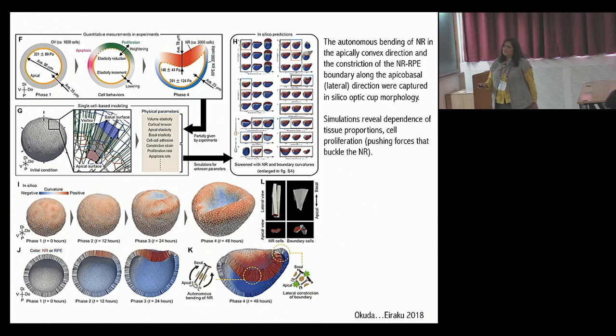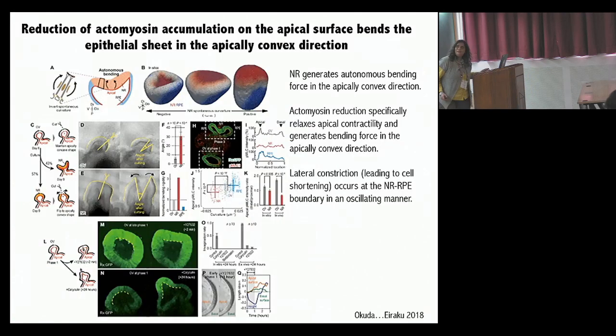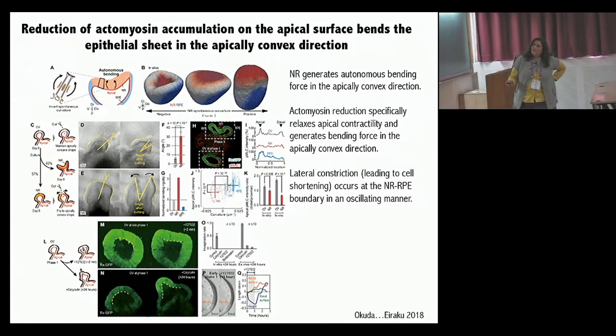So both these features, the bending of the neural retina and the formation of that hinge region, were captured by their simulations. And the simulations suggested the dependence on how much of each tissue you had and on cell proliferation. But really, a combination of experiments and simulation showed that the reduction of actomyosin accumulation in the neural retina on the apical surface is what bends the epithelial sheet in the apically convex direction.